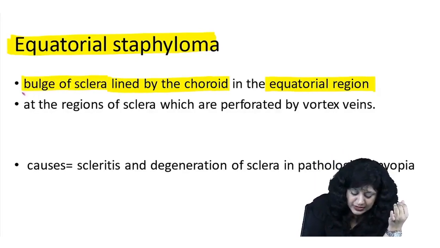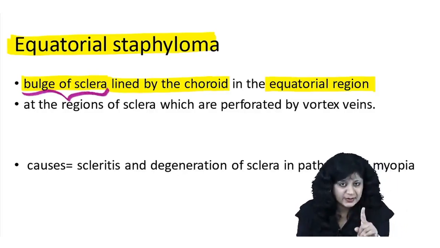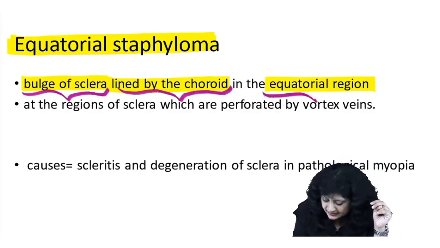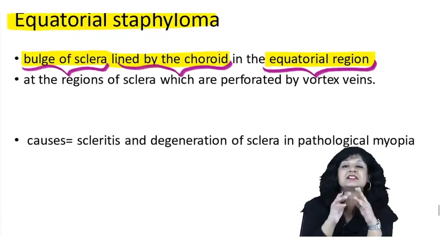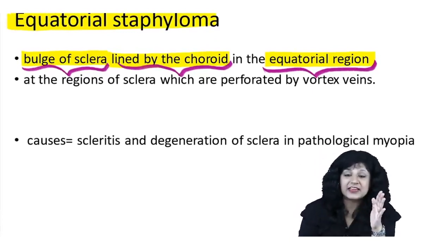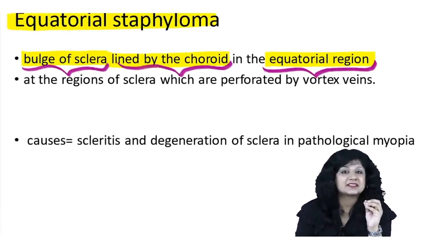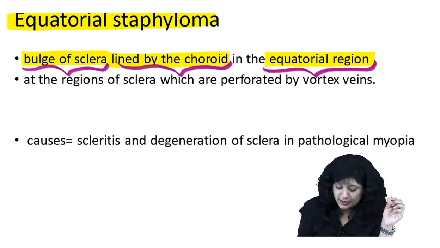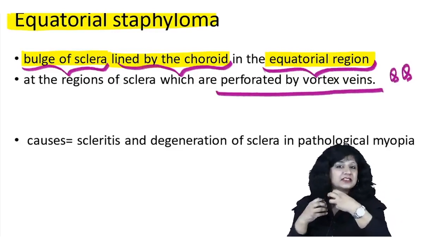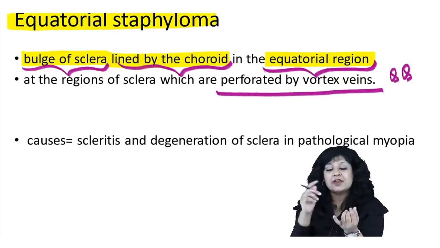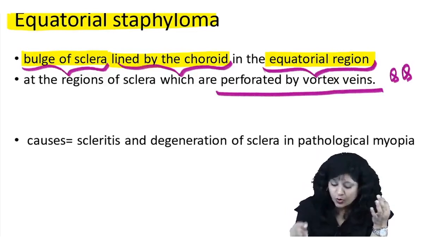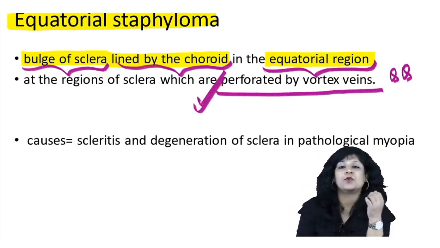Can you see? Now I have three parts. It is the bulge of the sclera, number one. It is lined by the choroid, number two, and in the equatorial region. This is called the equatorial staphyloma. Now it mainly takes place at the regions where it is perforated by the vortex veins. Obviously, if there is something which is bulging out, it will bulge out when it is thin, when it is weak. So why is it getting weak there? Because of the perforation by the vortex veins.